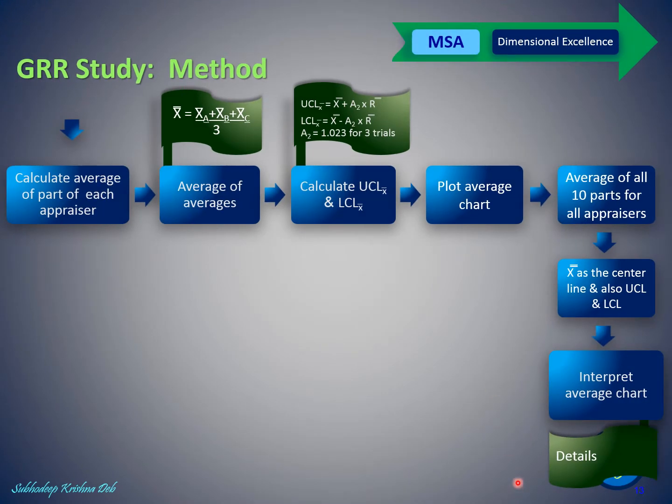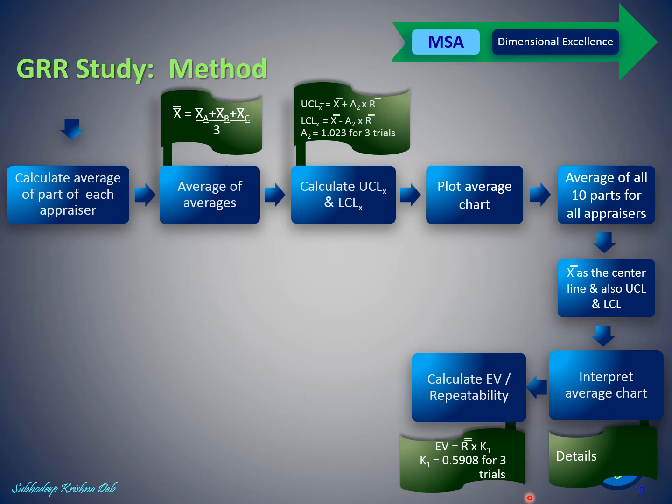Now after understanding the average chart, we move forward and calculate the EV, that is equipment variation or repeatability. EV is given by this formula, R double bar into K1, where K1 is again a constant, and this value is given for 3 trials.